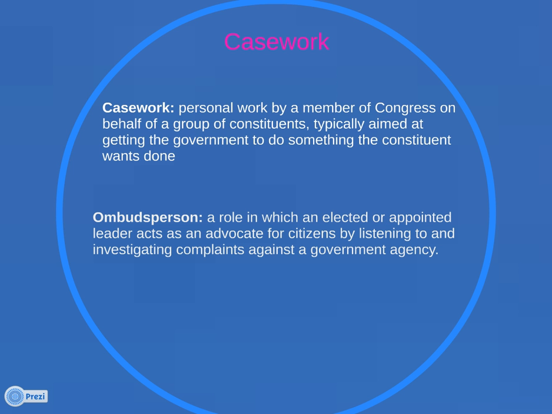For example, a member of Congress might intervene with the Immigration and Naturalization Service, or INS, to request that a constituent's relative in a foreign country be granted a visa to travel to the United States. According to political scientist Morris Fiorina, casework is a valuable tool for legislators. He points out that serving constituents is relatively easy for members of Congress because bureaucrats, who depend on Congress for their funding, typically respond quickly to the requests of legislators.